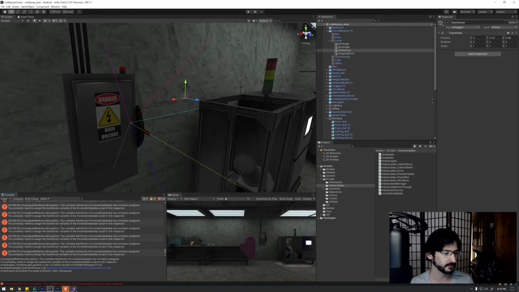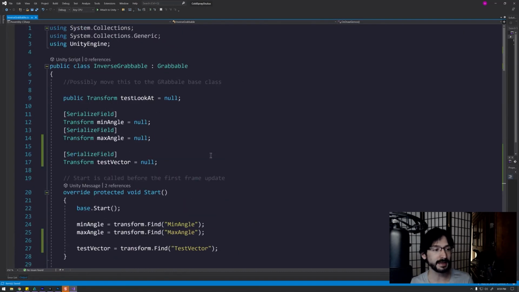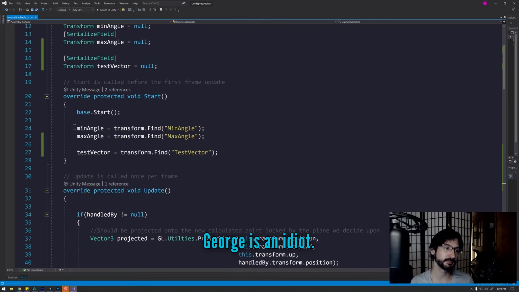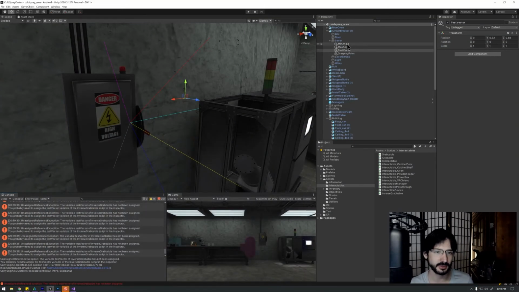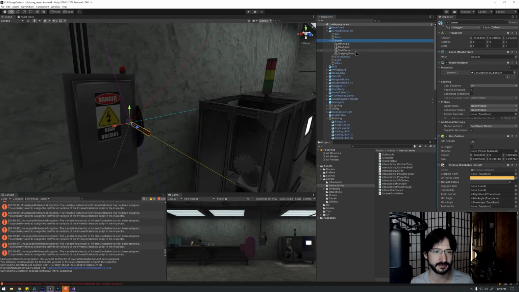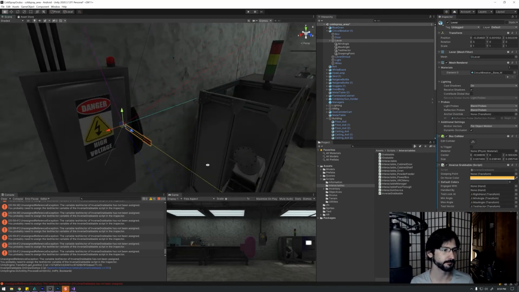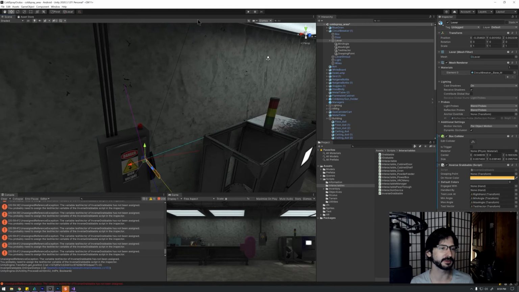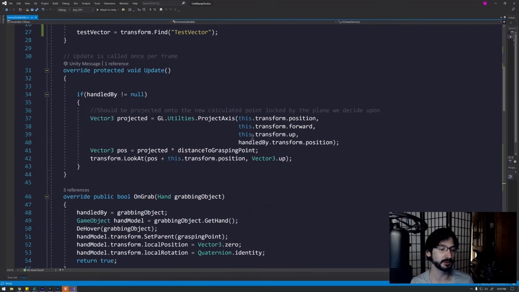Are we running? We're not running. Oh, why is it not working? It's because start only happens when it runs, right? And I don't want to do that whole test and executor mode or whatever. So let's just go to the lever itself. And for right now, let's go ahead and drag and drop it to test vector. Yay! Okay. So now we have a black vector going off into space, which is not correct.